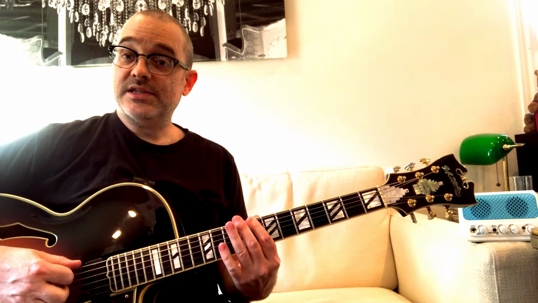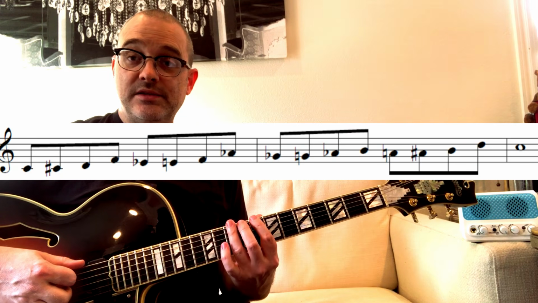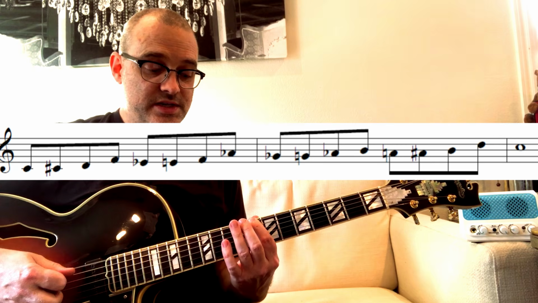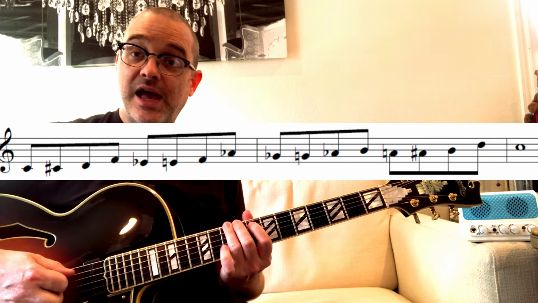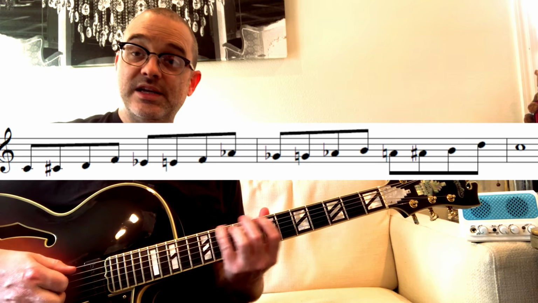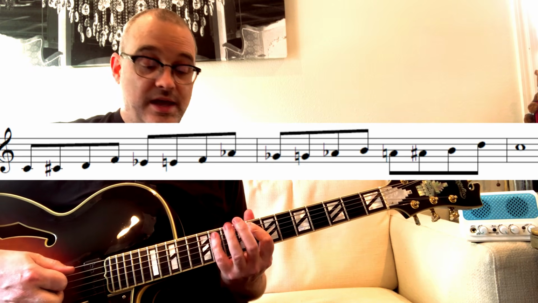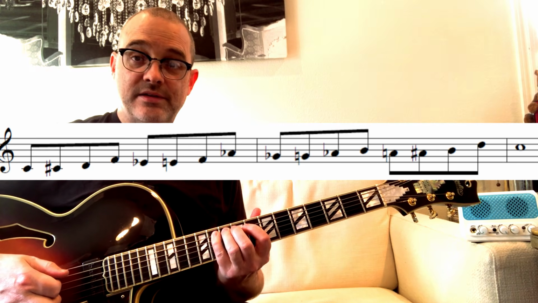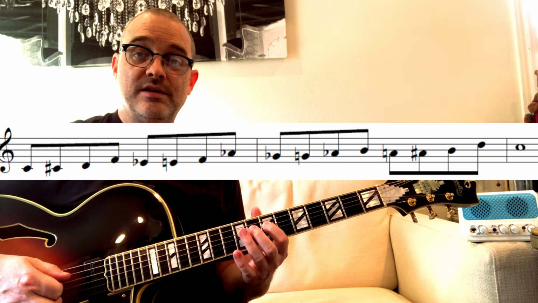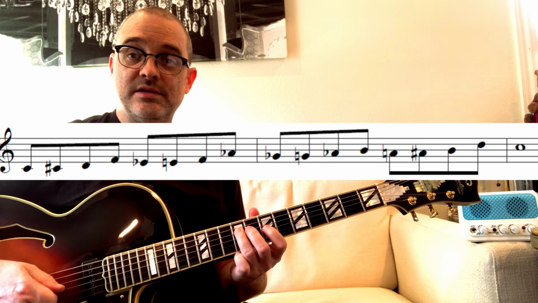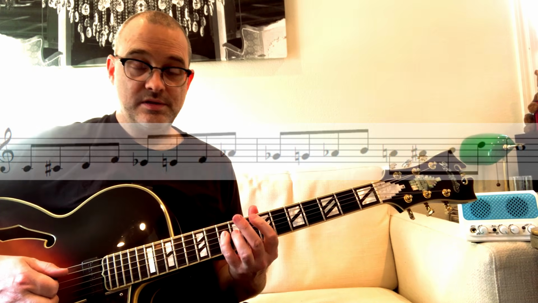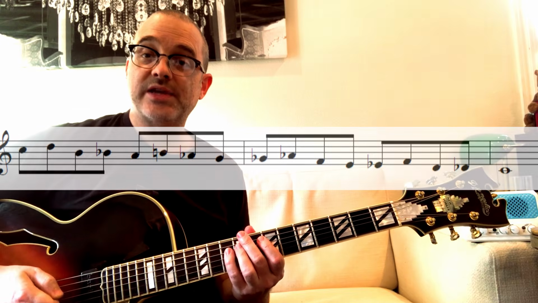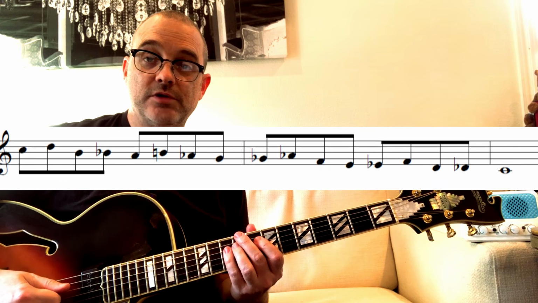So ascending, we connect the whole steps chromatically, and when we get to a half step, we go a scale degree above where we're going. So C, C sharp, D, F, E flat, E natural, F, A flat, F sharp, G, A flat, B, A sharp, B, D, C. Now I'm going to play the scale descending, and then I'll explain what the rules are real quick.